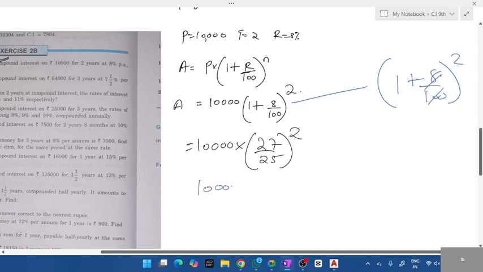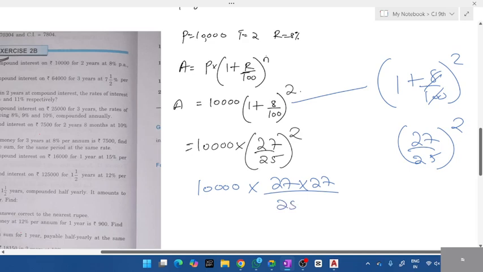Now let me write 10,000 multiplied by 27 divided by 25, the whole square. How many times is it multiplied? Can I write it like this? 27 into 27 divided by 25 into 25. Now reduce it. Look here, let me reduce. 25 ones are 25, 400 times. Okay, 25 ones are 25, goes 16 times.